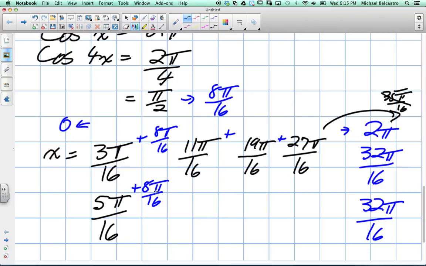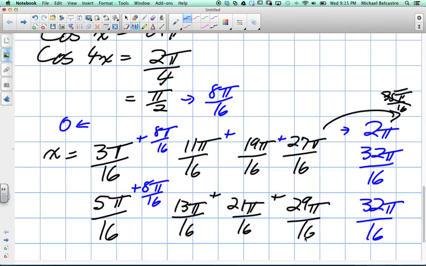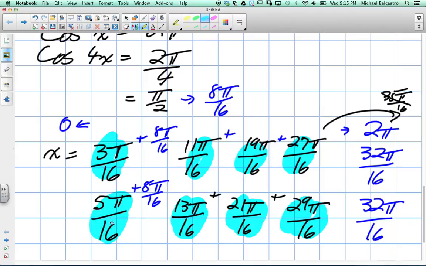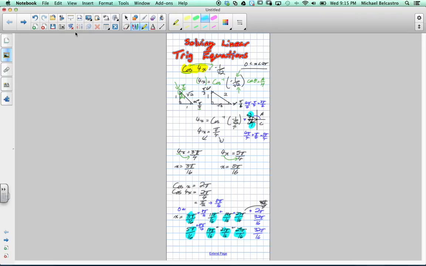And then we do the same process with this one. So 5 and 8 becomes 13 pi over 16. And we add again, 21 pi over 16. And we add again, 29 pi over 16. And then the next guy, obviously, is going to be outside. So you end up with 1, 2, 3, 4, 5, 6, 7, 8 options for that scenario, right?